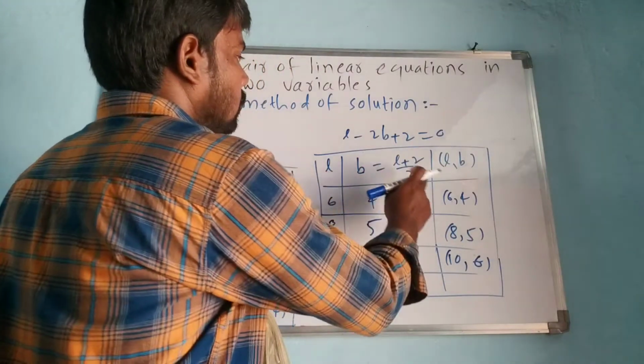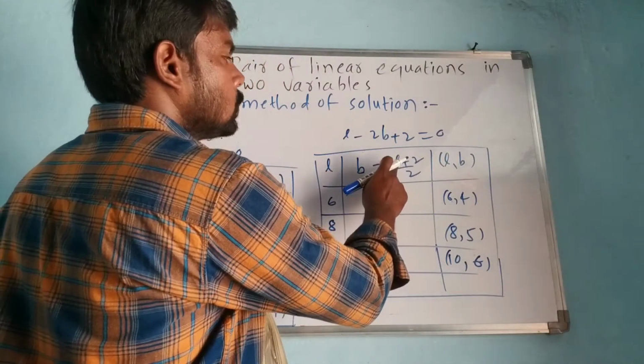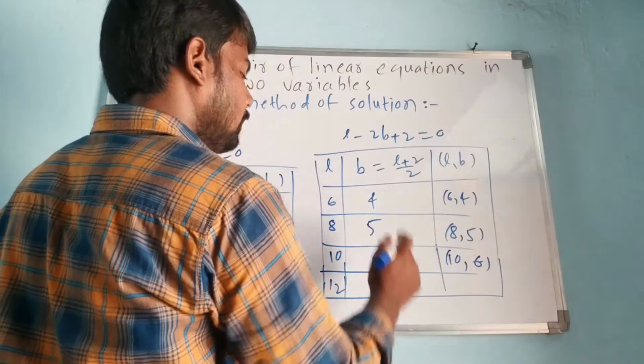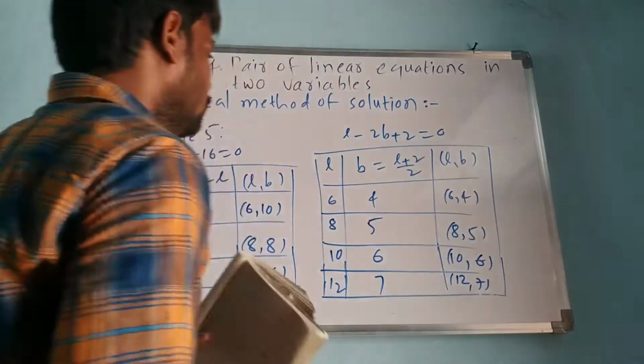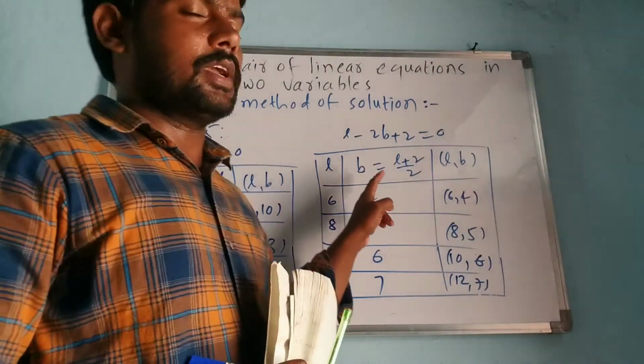If L is 12, then B will be 12 plus 2, which is 14. 14 by 2 is 7. So 12 comma 7. So this is the table for the second equation.